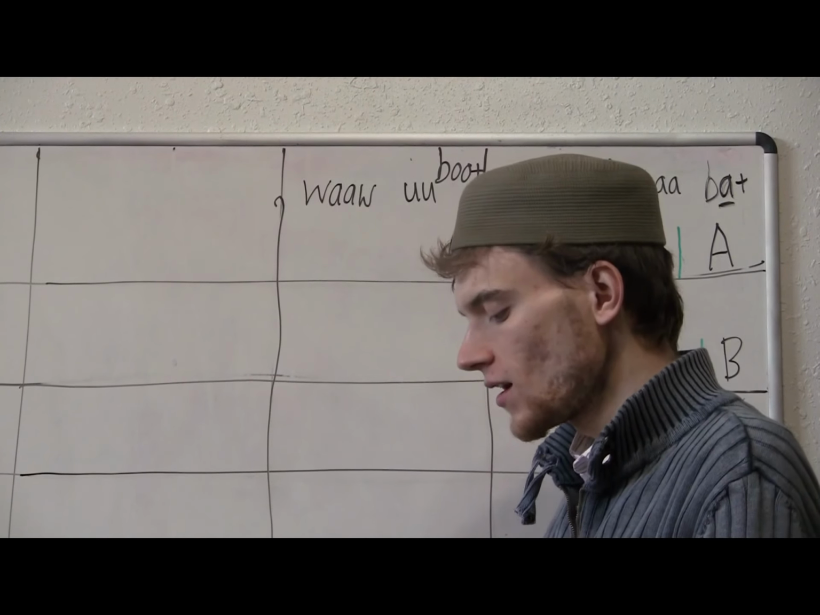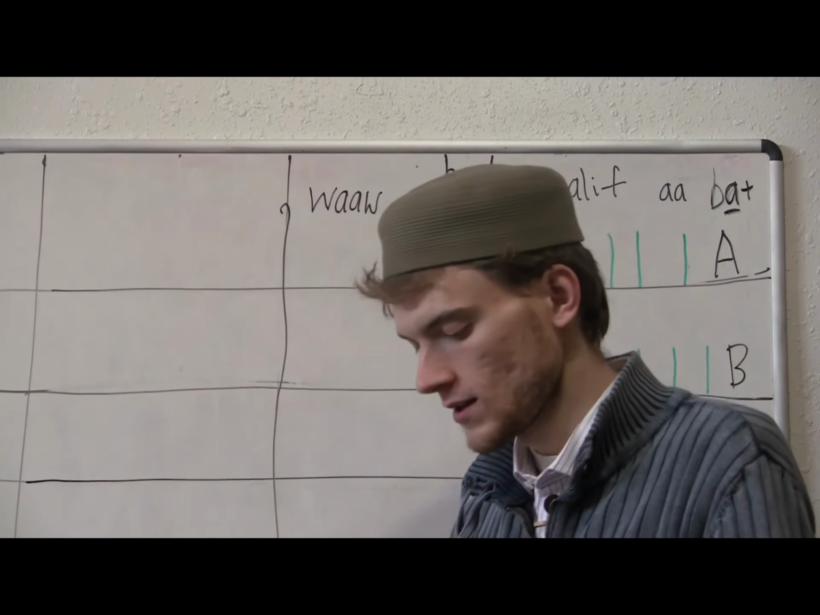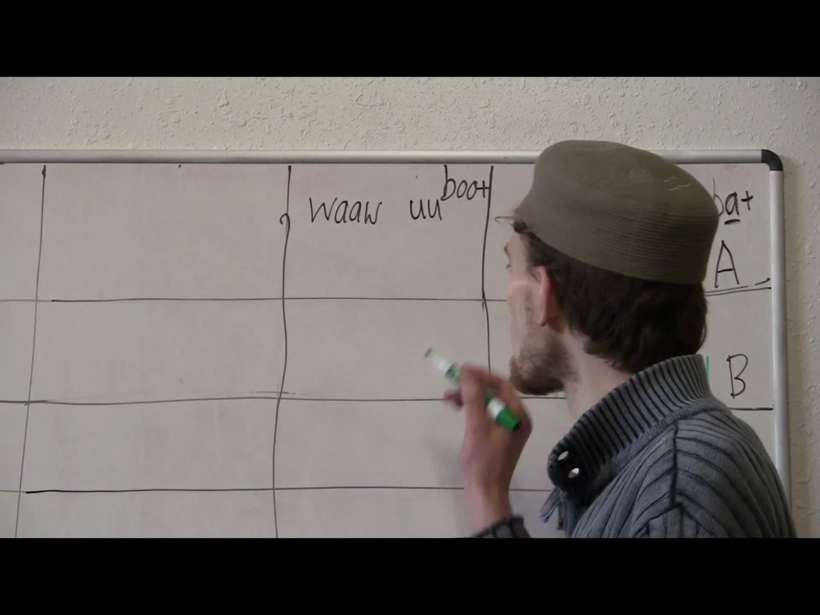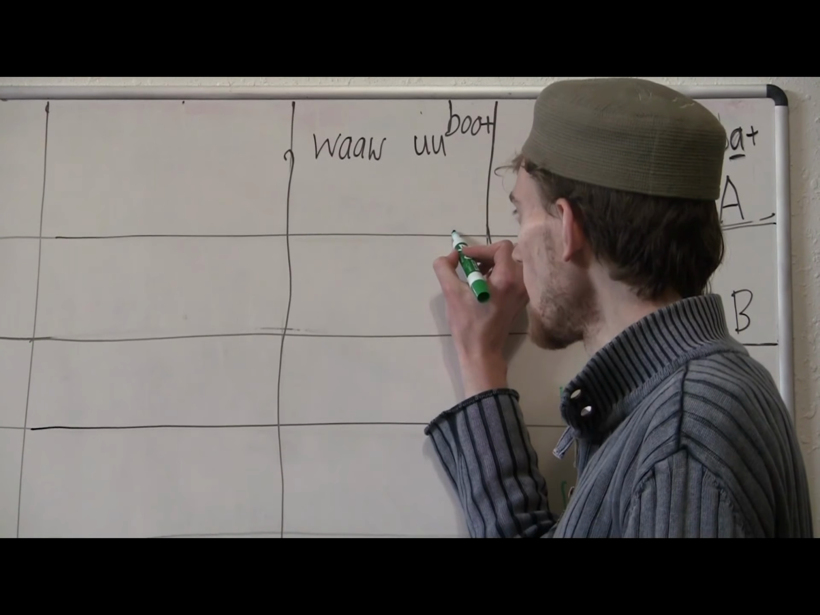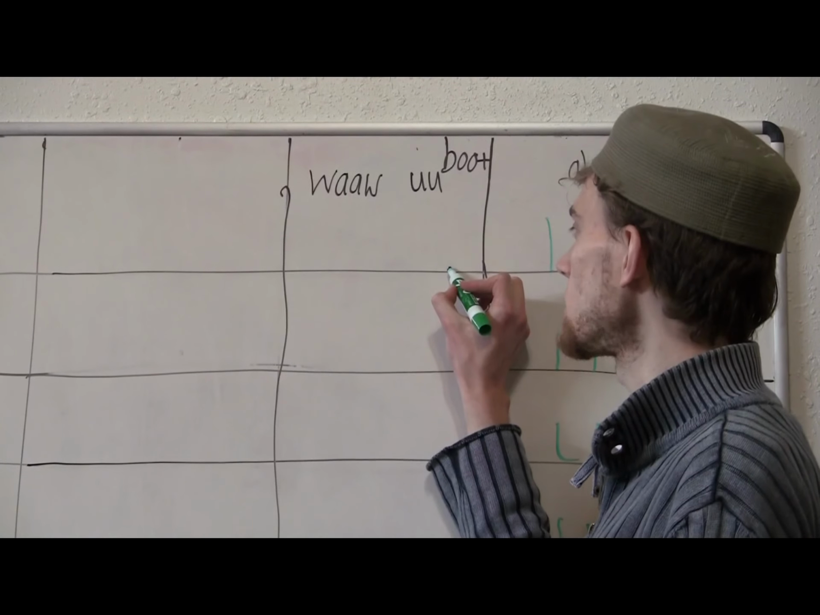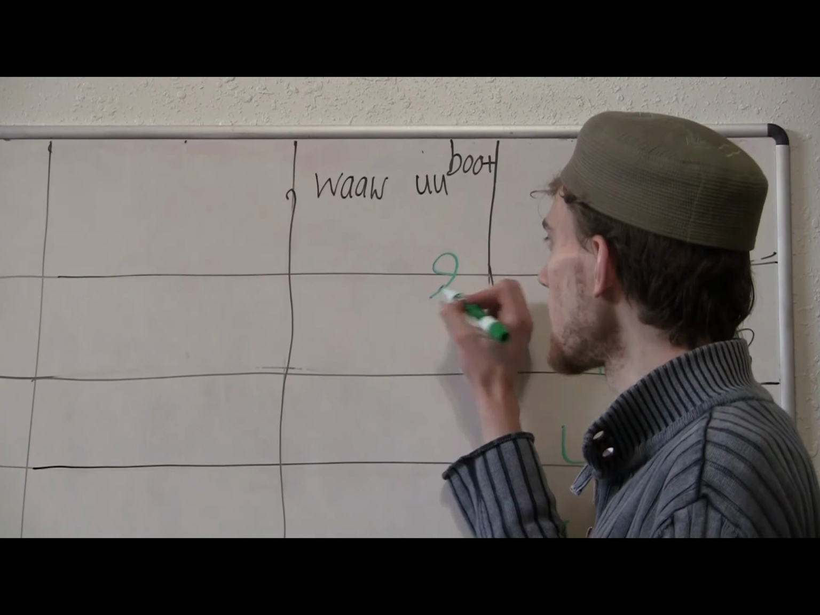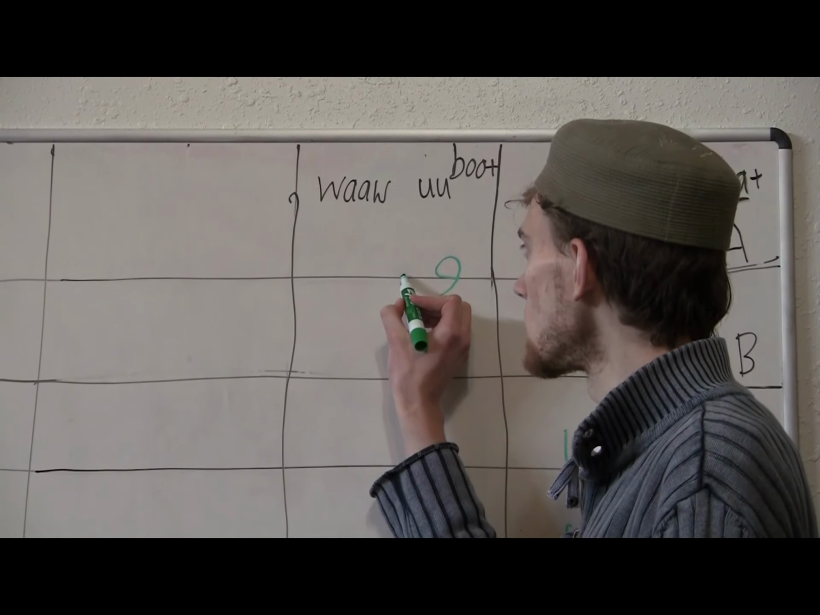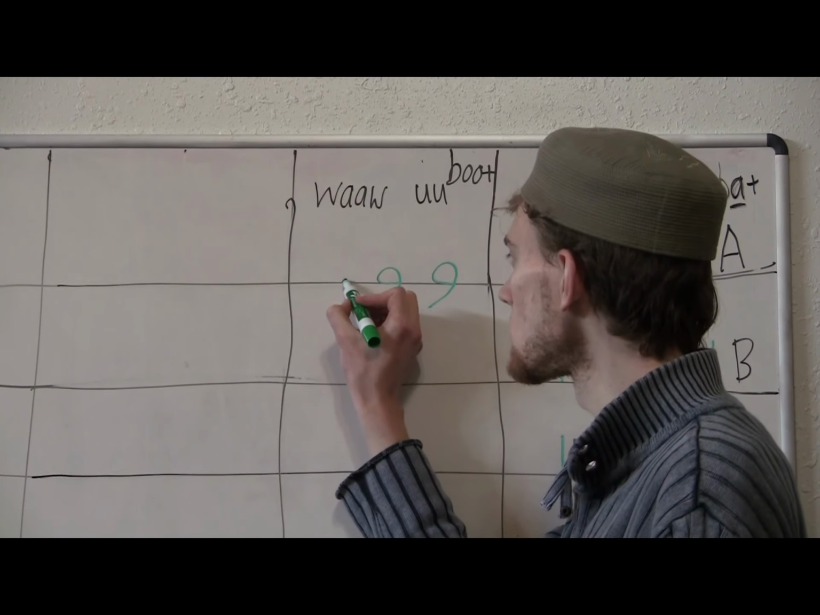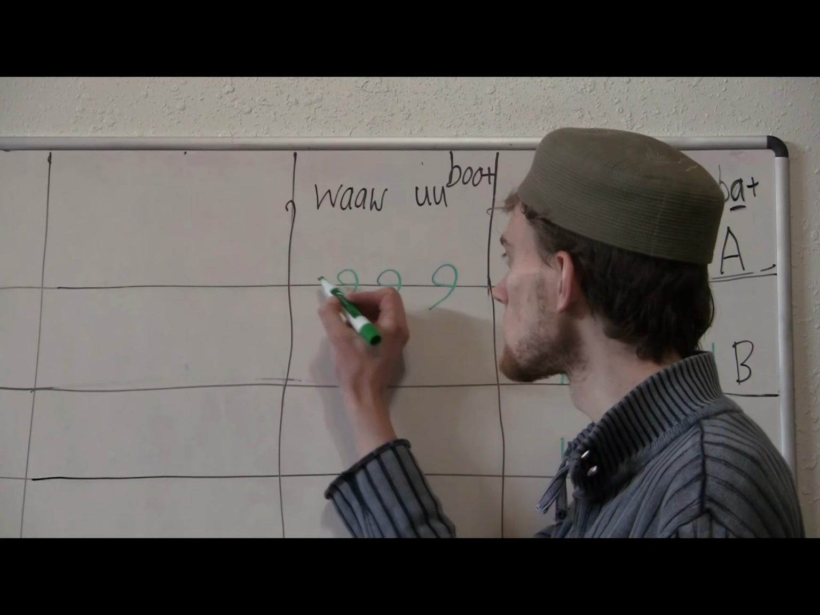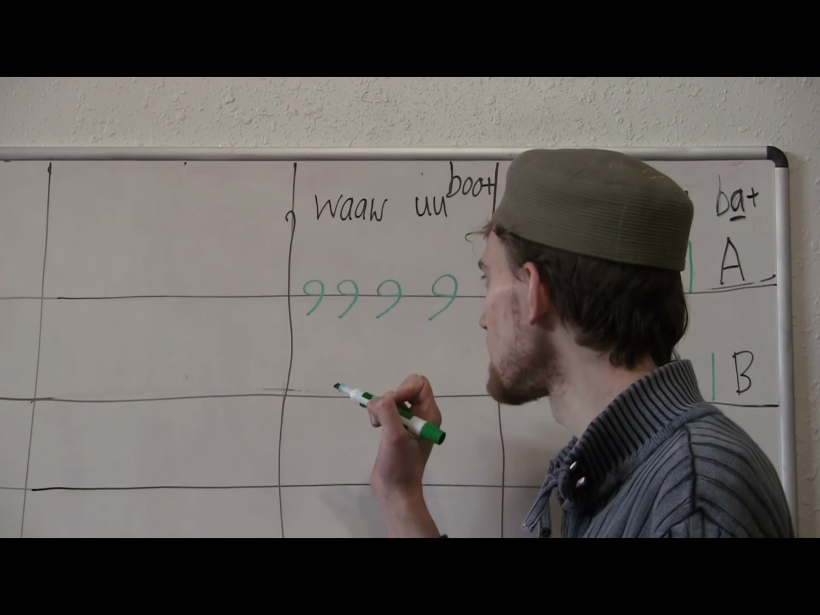Okay? The way that it's written is, when it's alone, we start on the line. Everyone looks, we start on the line, do a circle back above the line, and then a tail down below. So a closed circle above the line, and then tail below. And just like alif, it has no dots, just like that.